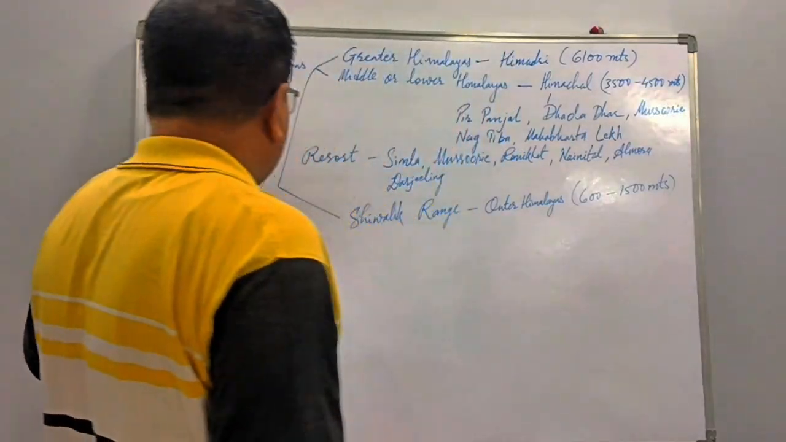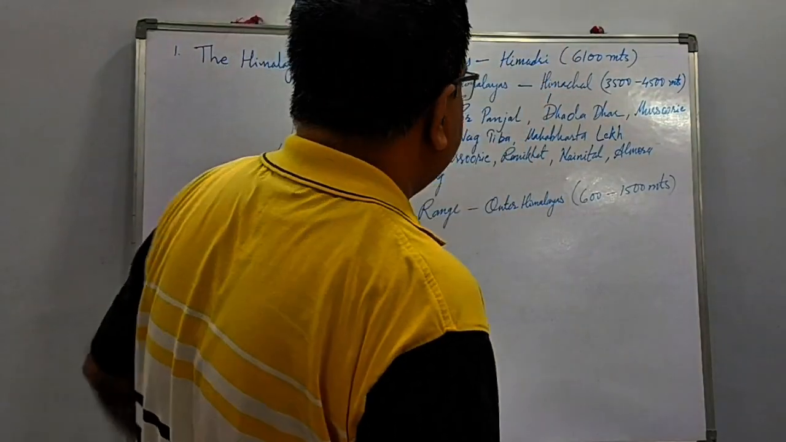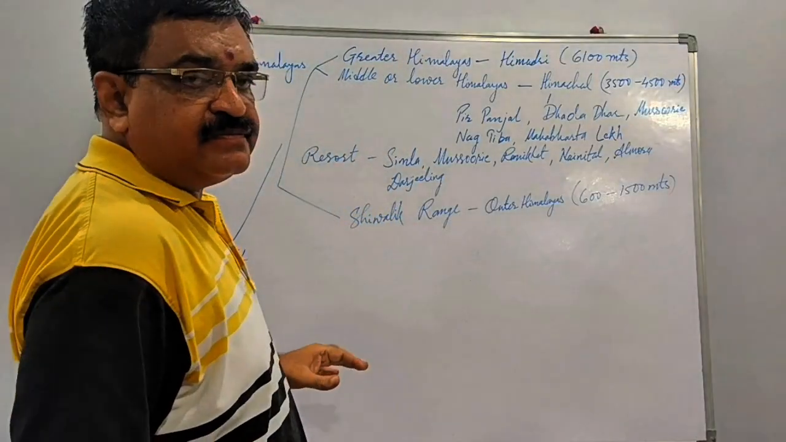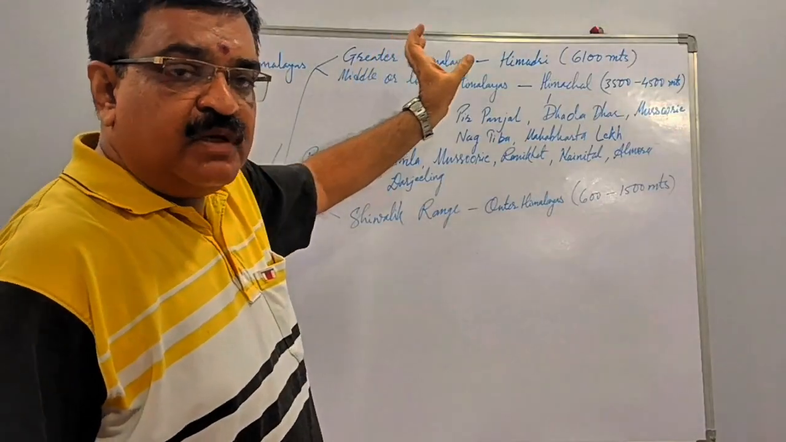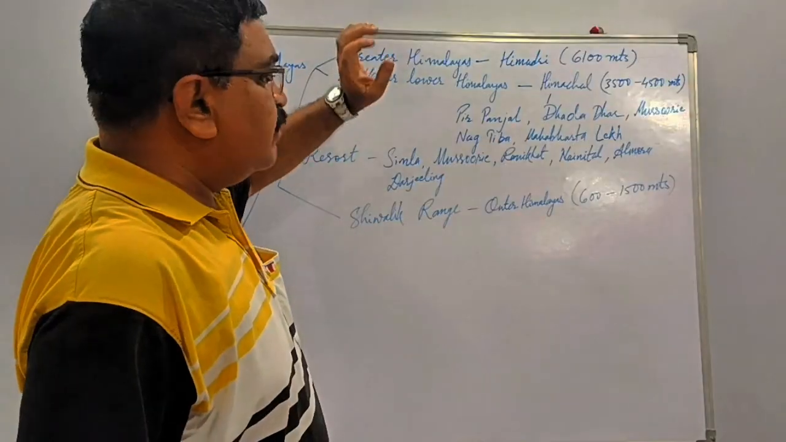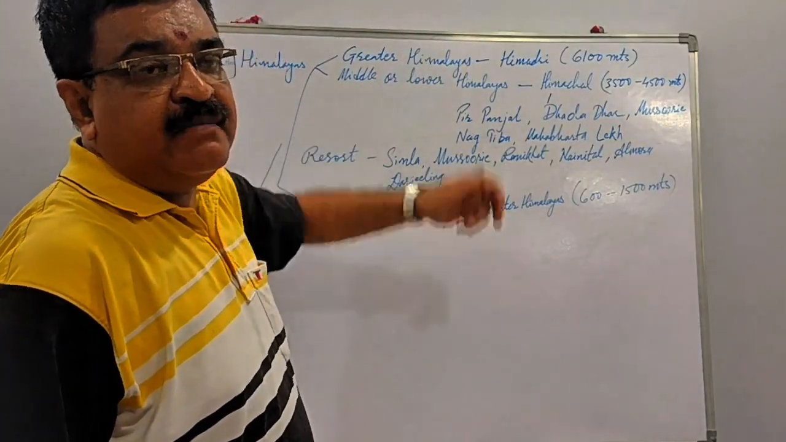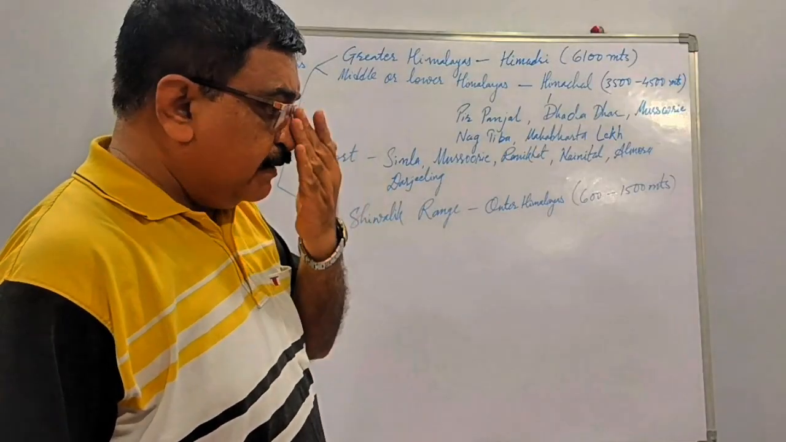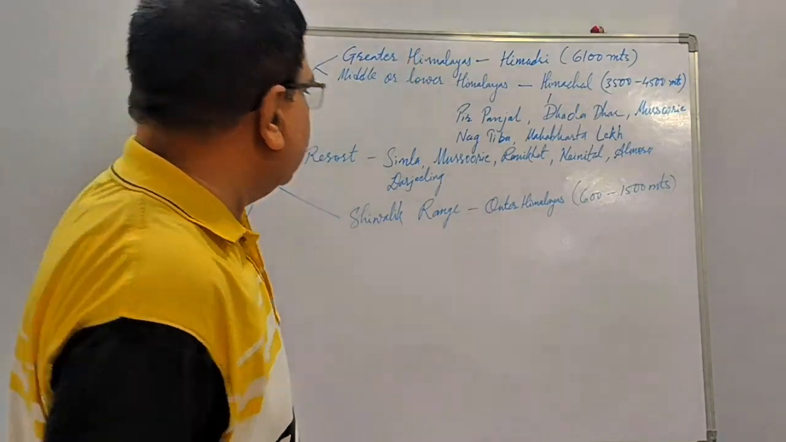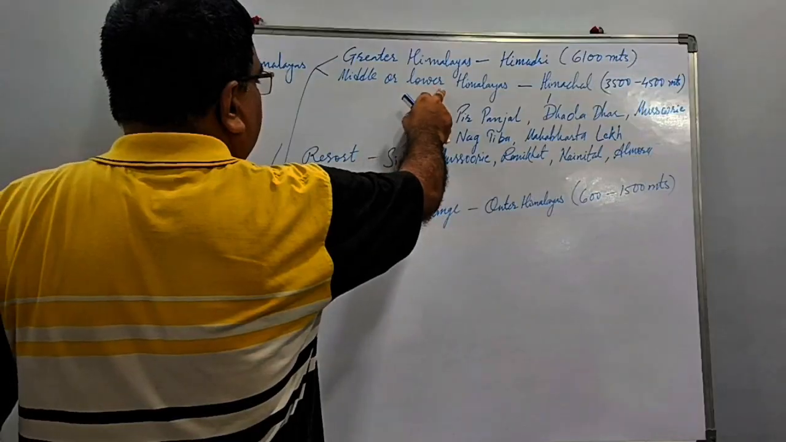Means the average height of the Greater Himalayas or Himadri is 6,100 meters, and it is covered with snow throughout the year. Throughout the year, the Greater Himalayas will remain covered with snow. Most of the glaciers are found in this region only, and most of the perennial rivers arise from the Greater Himalayas. And south to the Greater Himalayas, there is the Middle or Lower Himalayas.